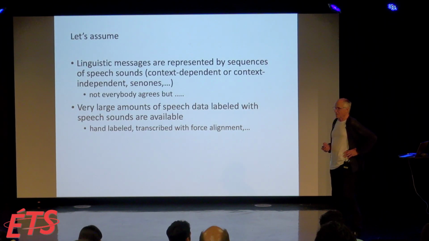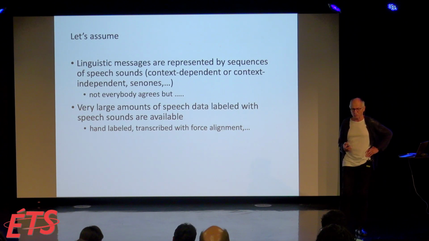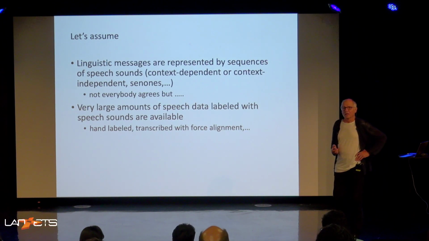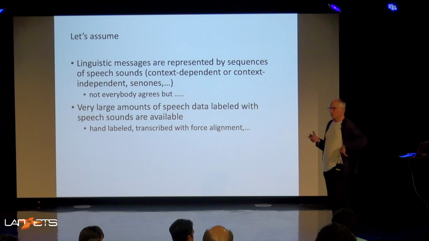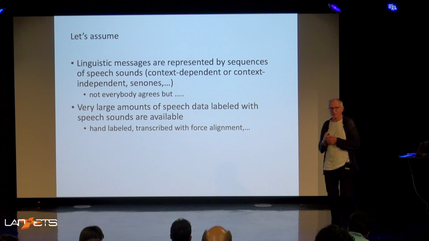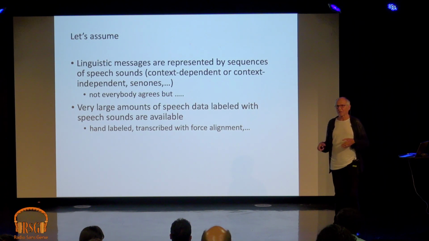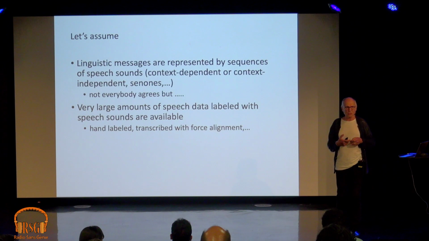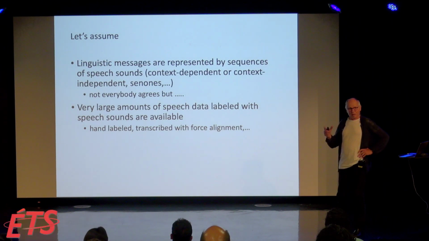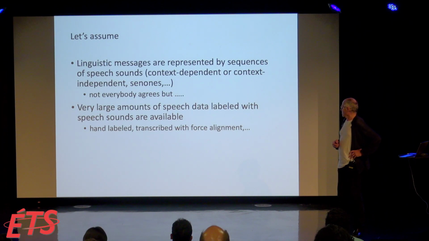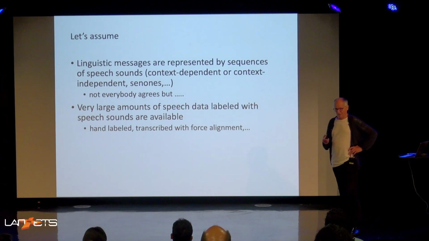Let's assume that we still don't know how to process the clean speech, the speech itself, raw speech. We start with the spectrum, and we will assume the linguistic message is represented by sequences of speech sounds. Again, we can discuss to what extent this is true, but let's assume for a while this is what it is. So we have speech labeled by the sequences, by the labels which represent speech sounds. And we have a very large amount of speech data available, which is labeled. So you can get it hand labeled.